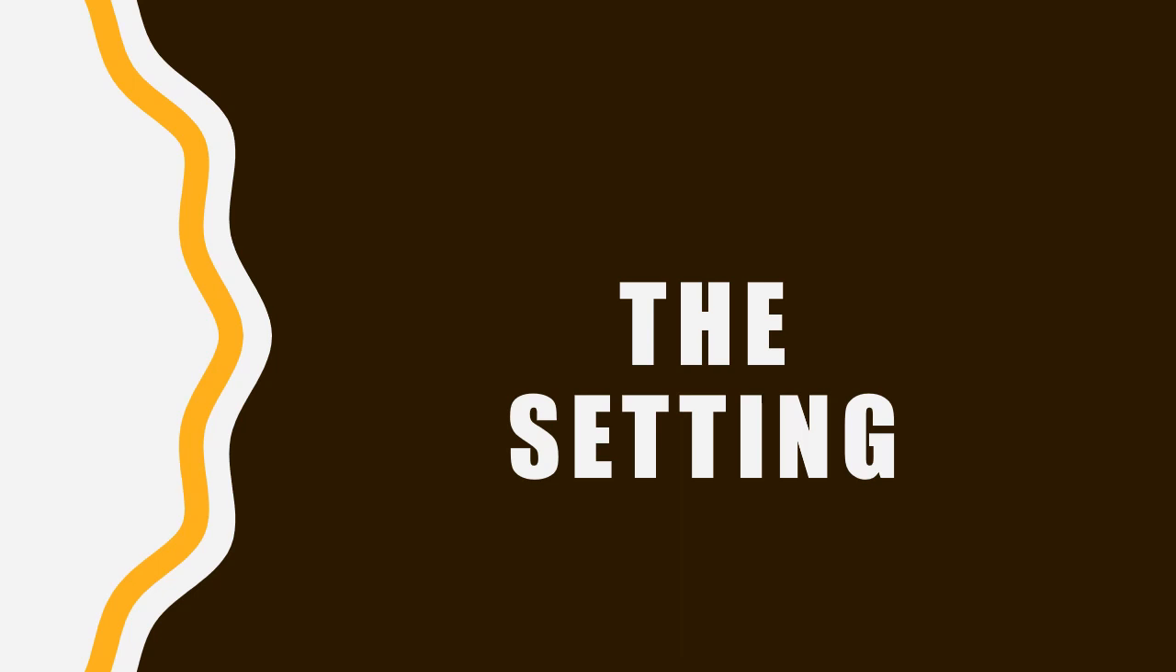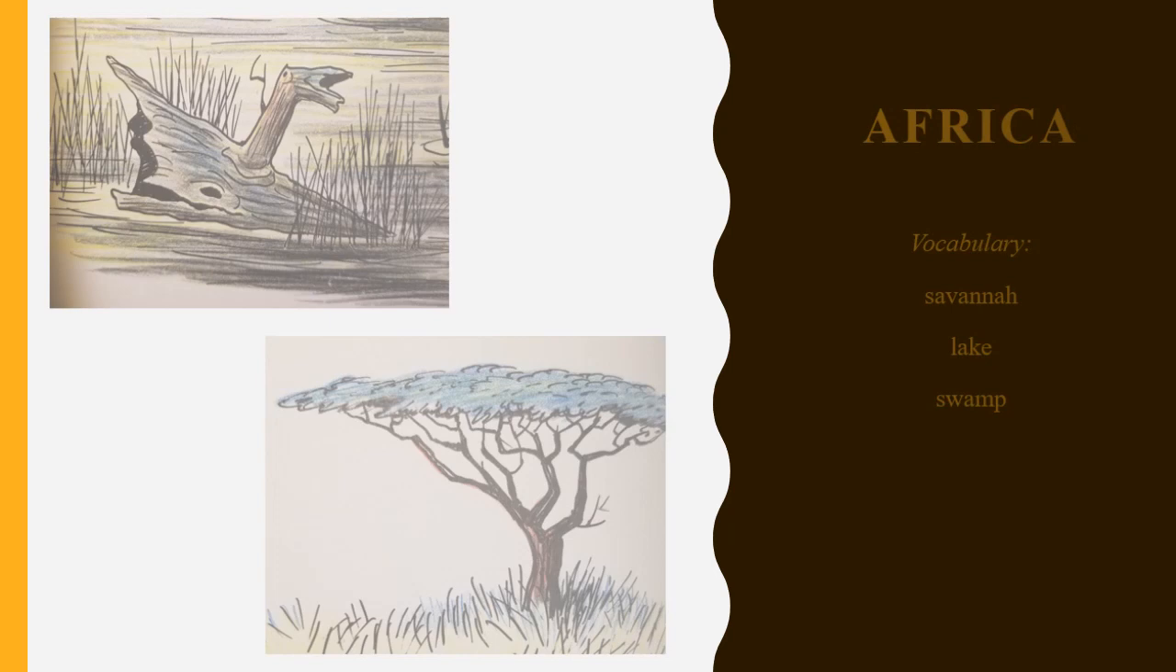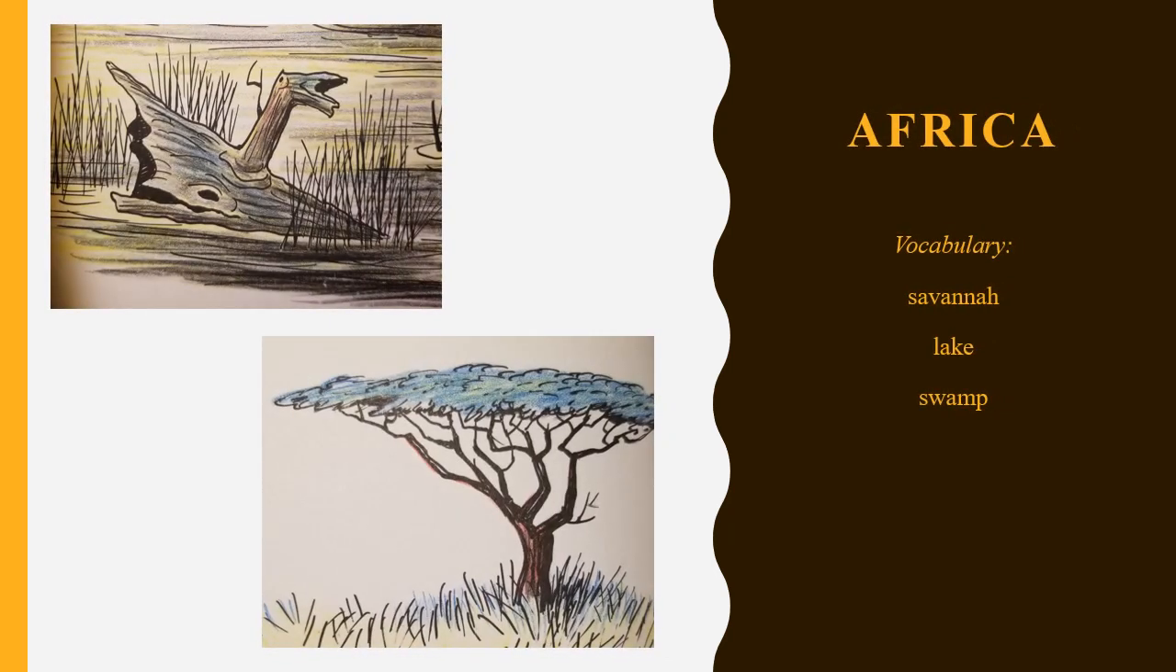Now we're going to discuss the setting, which is where we see the characters throughout the story. Hubert's story takes place on the continent of Africa. I want you to notice throughout the story how the author mentions the words to the right. Hot, jungle, Zambezi Creek. Savannah is not mentioned, but the tree in the picture is indicative of a savanna in Africa. And the author also mentions lakes and swamps.